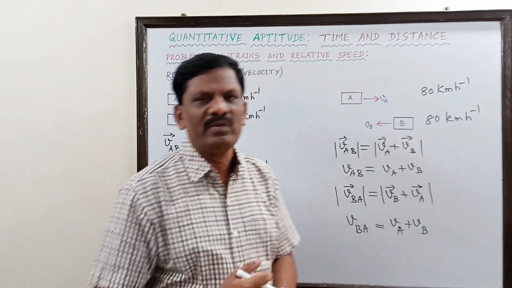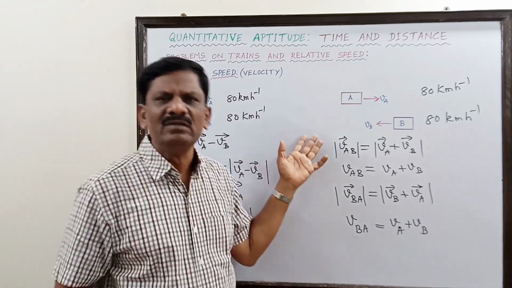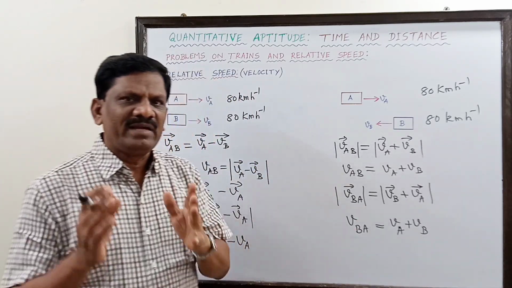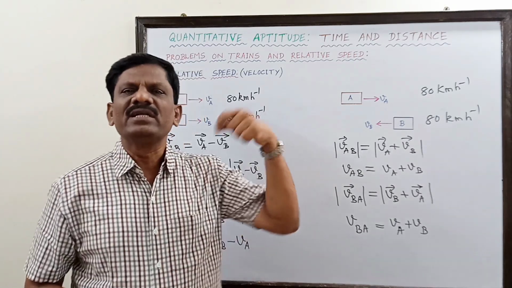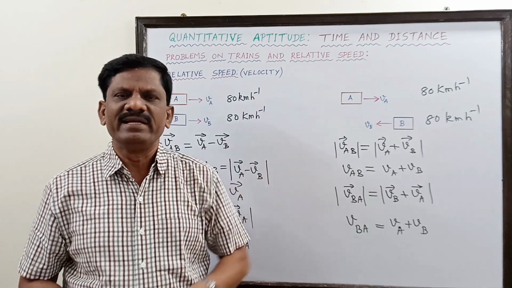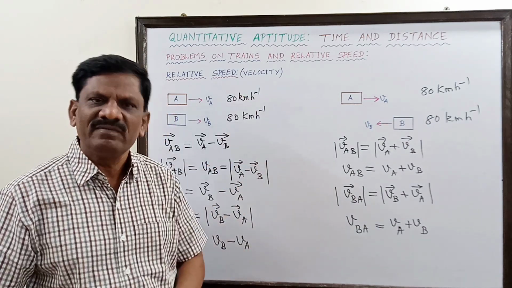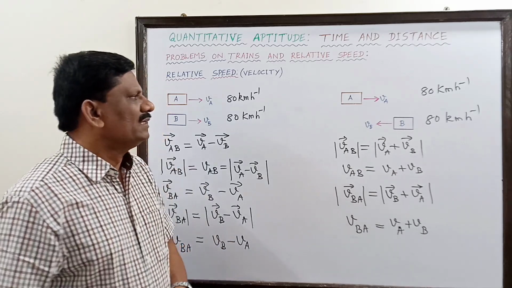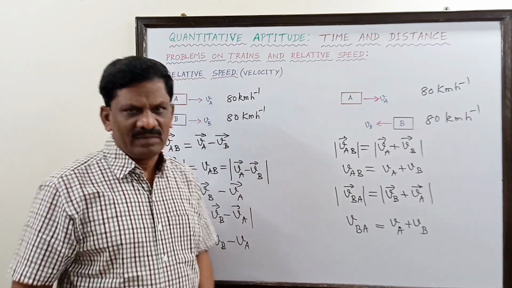Each case we are going to discuss one by one based on the concept of relative speed and relative velocity. So I am repeating, my dear students, the speed of one body with respect to another body is called its relative speed, and the vector form of relative speed is called relative velocity. We are going to use these expressions to solve the numerical problems. Be ready.